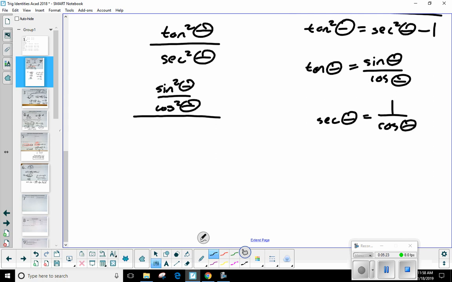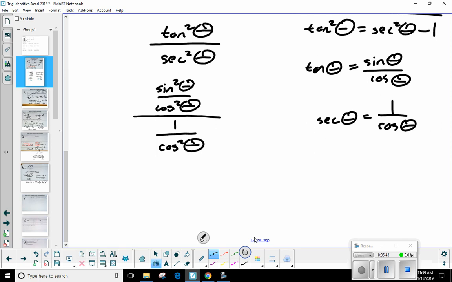1 over cosine, right? Okay, there we go. So secant is 1 over cosine because they are reciprocals. So secant squared is 1 over cosine squared. Does everybody follow along how I'm doing it? Okay. Now remember, is this the only way this problem could possibly be solved?